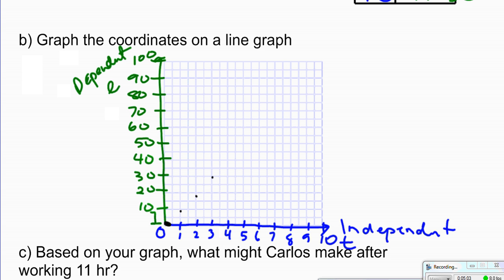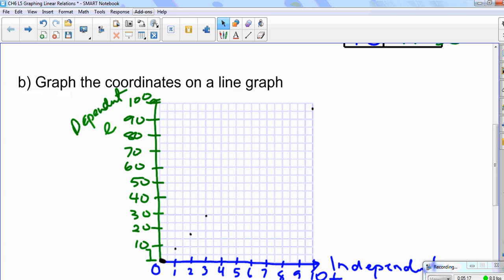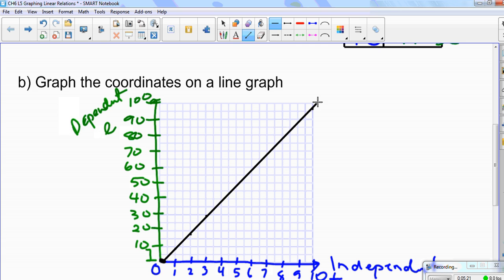Et cetera, et cetera, et cetera. I hope you notice that it's making a straight line. If we go to 10, and we had 97.50, so 10, 95, 97.50 should be up there. So I'm going to grab a ruler, and we're going to connect the dots. Okay, and I'm actually going to do a line with an arrow, right? Because this could keep going. Potentially he could work more than 10 hours, I hope. Okay, so there's our line.